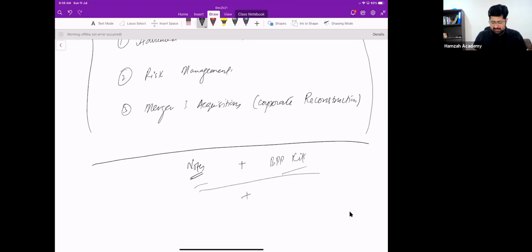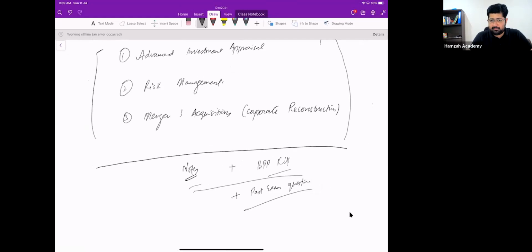Plus, any other past exam questions which I may give you additionally, because a lot of practice is required. So this is my approach. We will be discussing one topic with an example, immediately followed by the relevant exam questions.